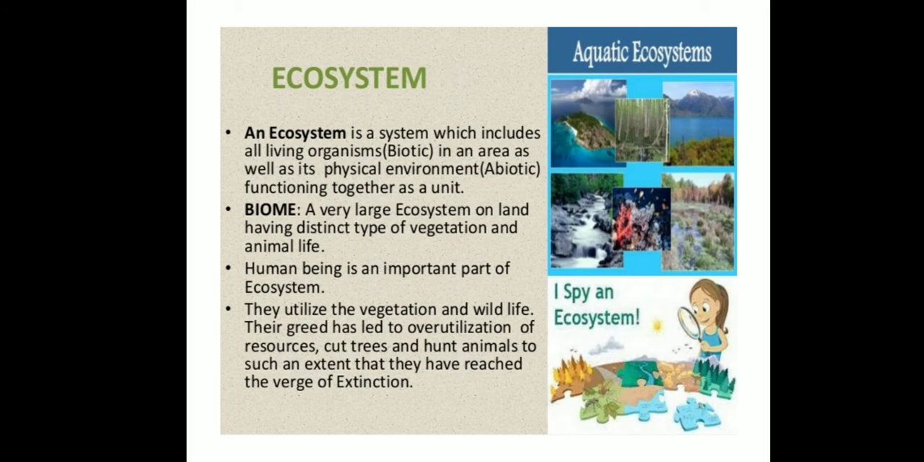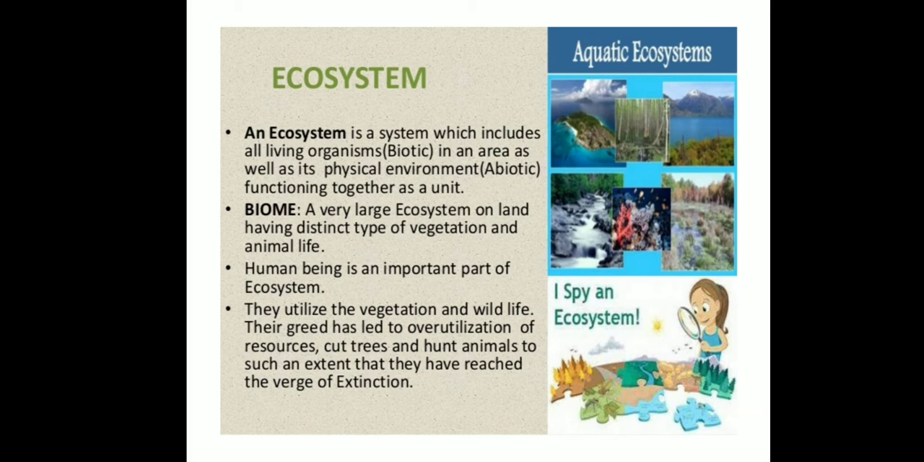Now after that we have the ecosystem. An ecosystem is a system which includes all living organisms, biotic, in an area as well as its physical environment, abiotic, functioning together as a unit. That means when both living and non-living components are interdependent on each other, they support each other for survival.